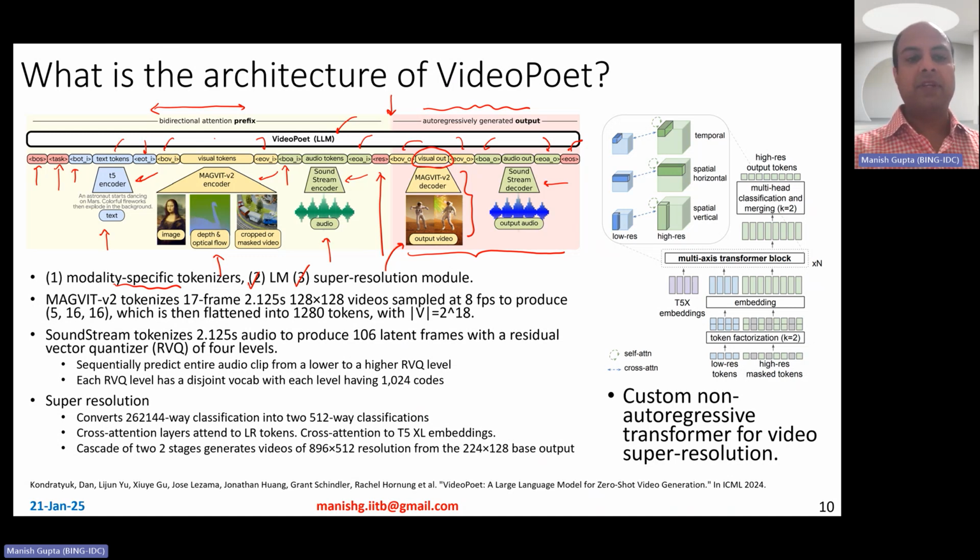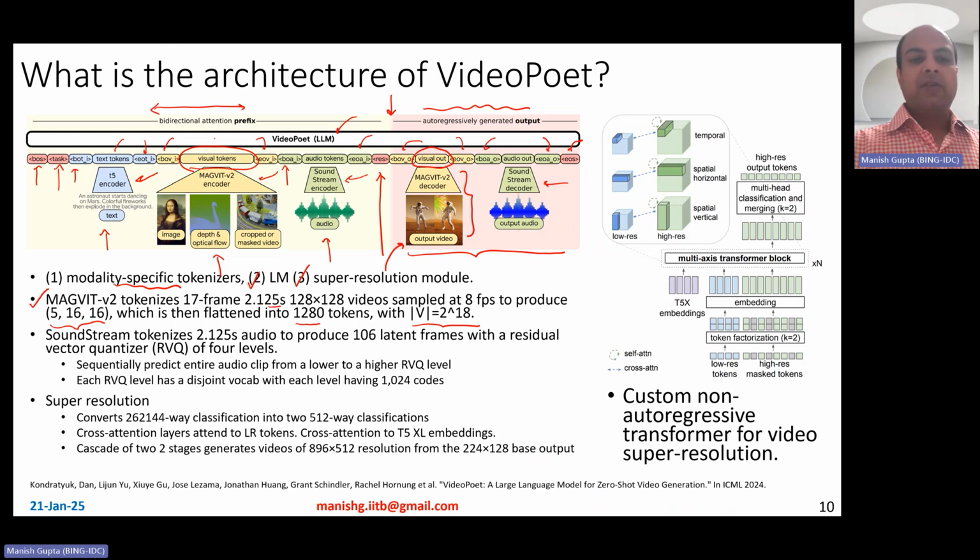Images are treated as a single frame video. The MAGVIT encoder tokenizes. As I mentioned, this works at a 2-second video level. So it tokenizes the 17 frame, 2.125 seconds, at 128 by 128 videos, which is basically 8 frames per second. It tokenizes that to produce a volume of 5 by 16 by 16, which is then flattened to get 1,280 tokens. That means that when you take a video clip, that's basically 1,280 tokens. Now, they encode it using a vocabulary of 2 raised to 18, which is a little more than 250,000.